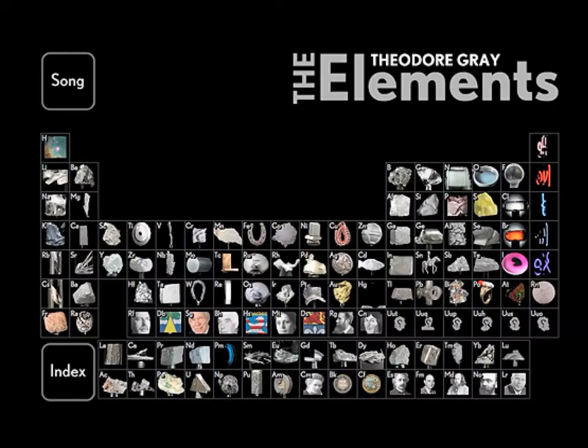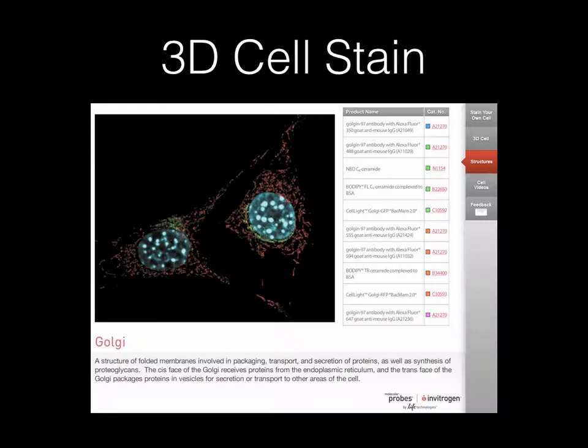There are great subject-specific apps that bring material to life for students. The Elements or 3D cell stain in life science, that you're able to see things that are very abstract in ways that you wouldn't be able to access them in the classroom. And these apps allow students to access them, manipulate them, and work through them on their own.